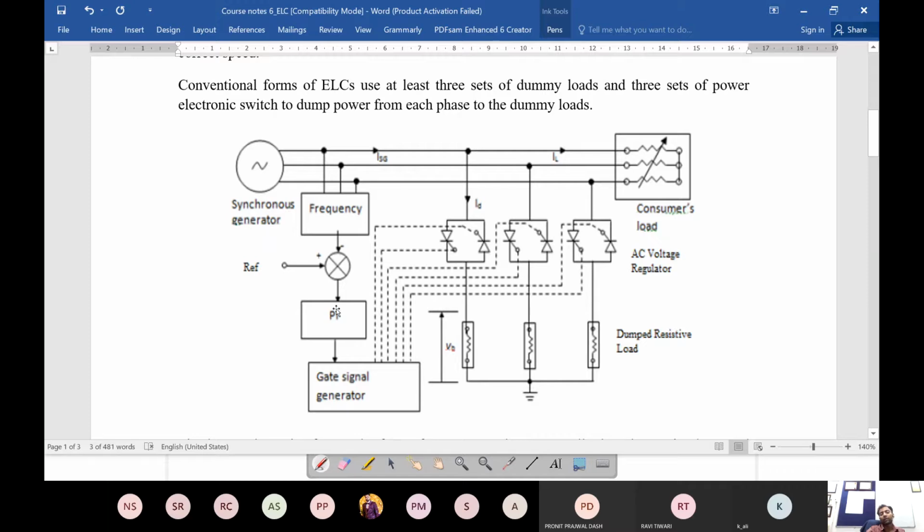Now the output of the PI controller goes to a gate signal generator. And why is this gate signal generator needed? Because you need to control the power flow to these dummy loads. That power flow is controlled through these power electronic switches, which can be thyristors or MOSFETs or IGBTs or any of these power electronic switches. So in this case, the firing angle of these power electronic switches can be manipulated by the gate signal generator.